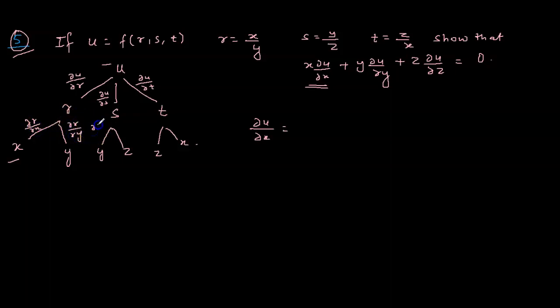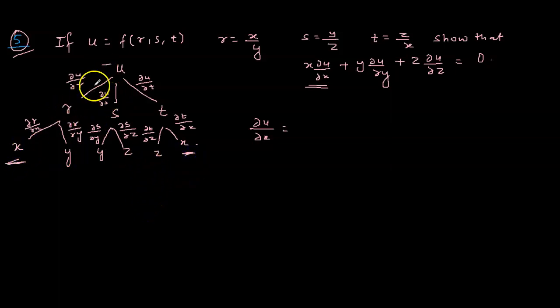This is del s by del y. This is del s by del z. This is del t by del z. And this is del t by del x. So you want to go from u to x. So where is x here? It is in this one, and this one.